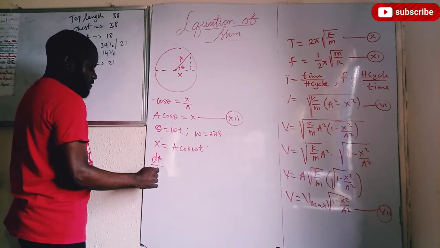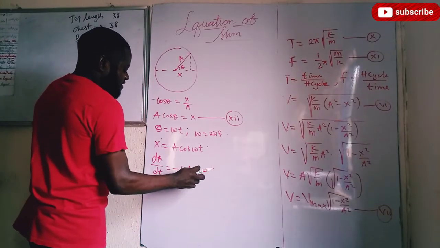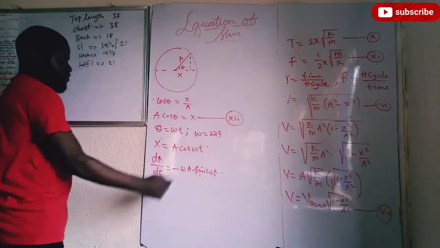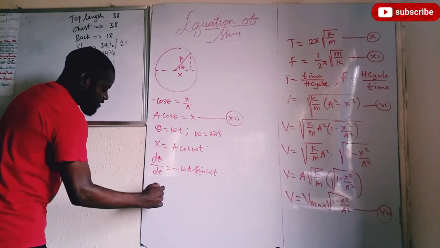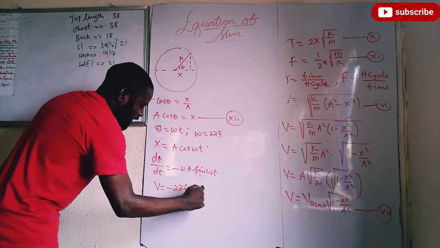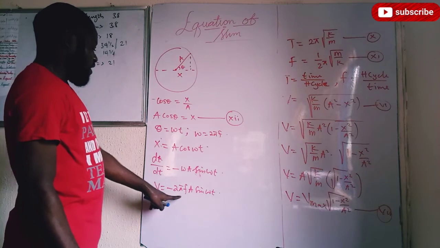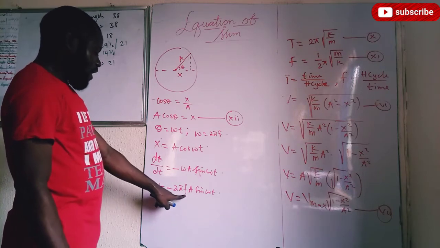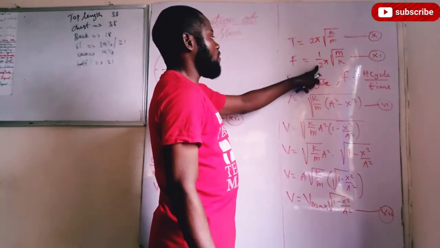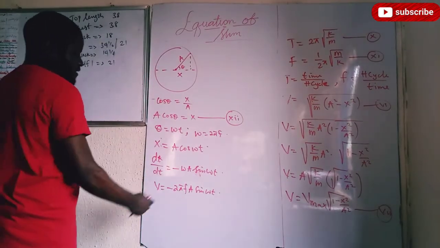The x dt is going to give us negative omega A sine omega t. Are we together? So omega is 2 pi f, so I have that v is equal to negative 2 pi f A sine omega t. Now, I would like us to see something here clearly. Our f is frequency, which is the same thing as 1 over 2 pi square root of m over k. So I can just slot it into this equation.